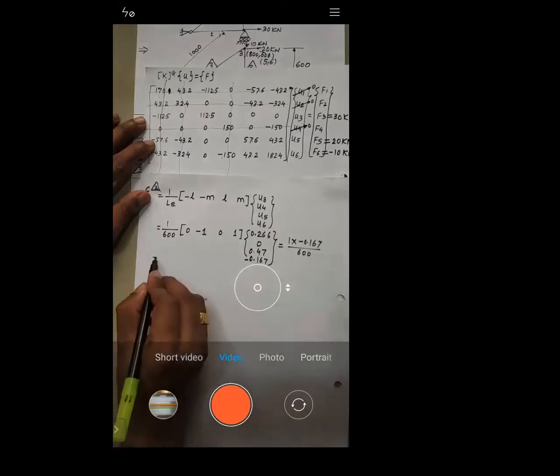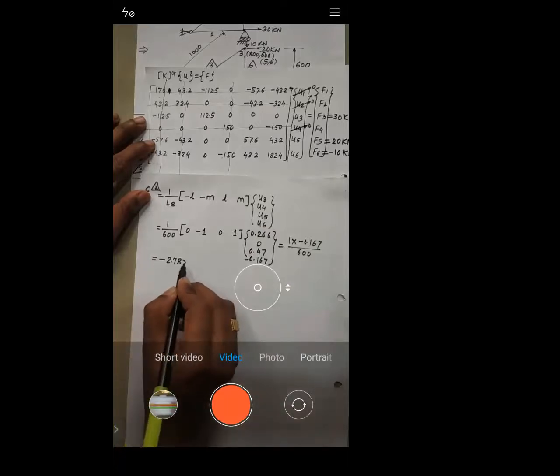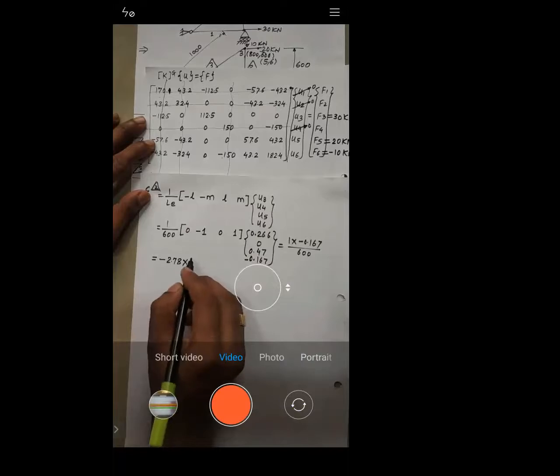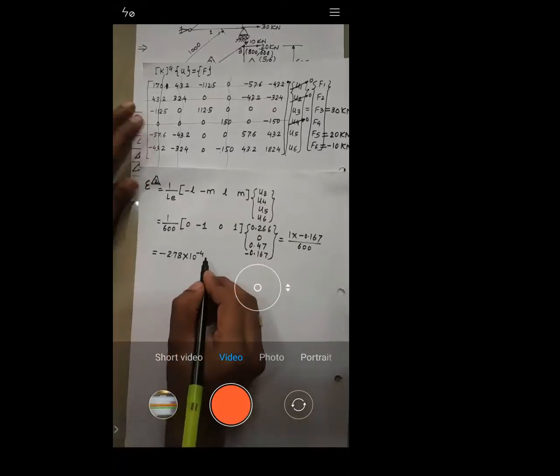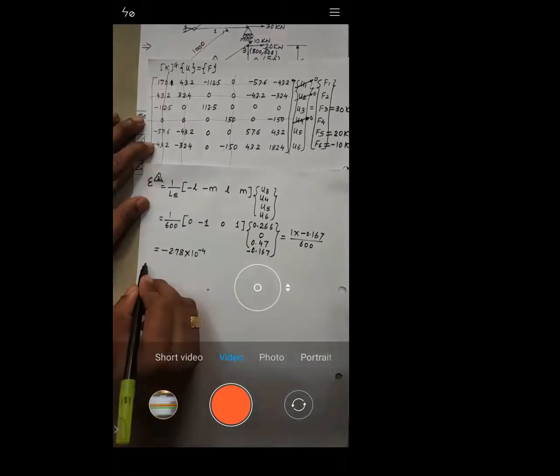Tell me, how much answer are you getting? Minus 2.78 into 10 raised to minus 4, right? This you have got for strain in element number 2. Now we need to calculate strain in element number 3.